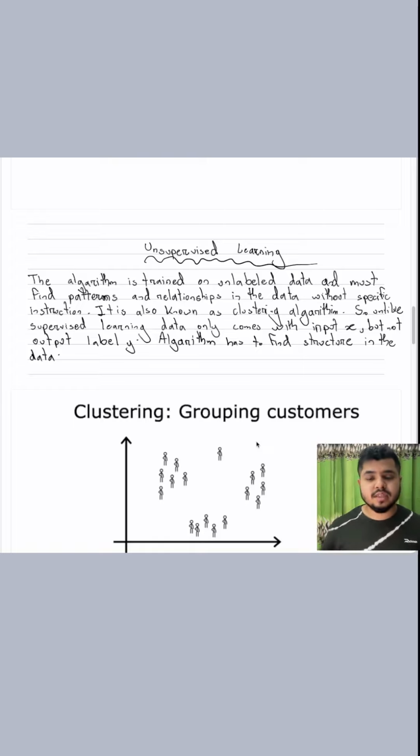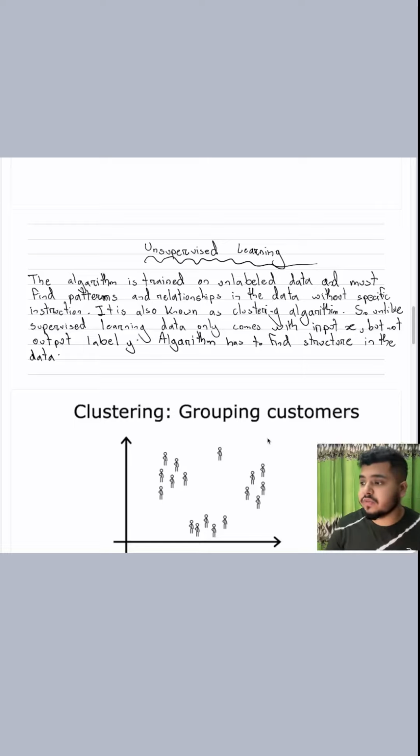Unlike supervised learning, in unsupervised learning you don't have to give X input to it, and you don't have to get the Y label out of it. So it's completely different. What I've written here is that the algorithm is trained on unlabeled data and must find patterns and relationships in the data by itself, without specific instructions. What I mean is that you don't train it in such a way that you give a particular X input and get a Y label out of it.